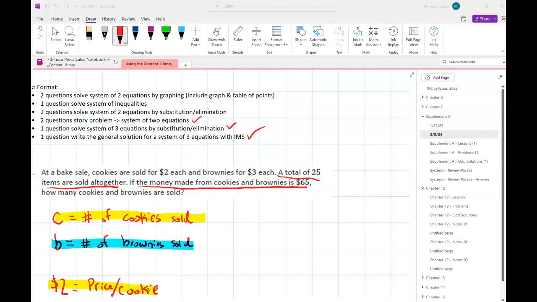So make sure you're reading the directions on the problems. There are some instructions on how I'd like things done.